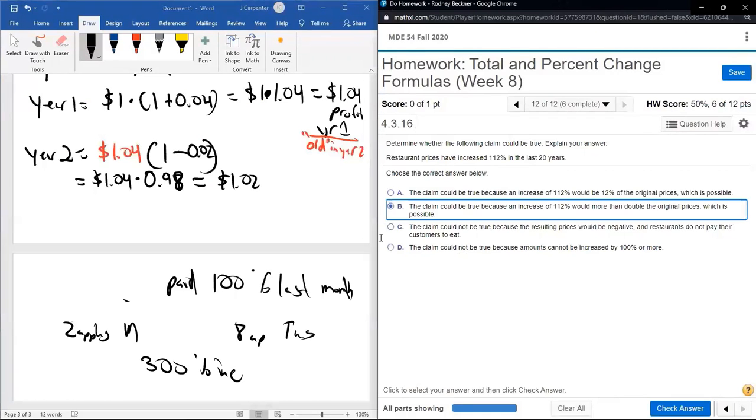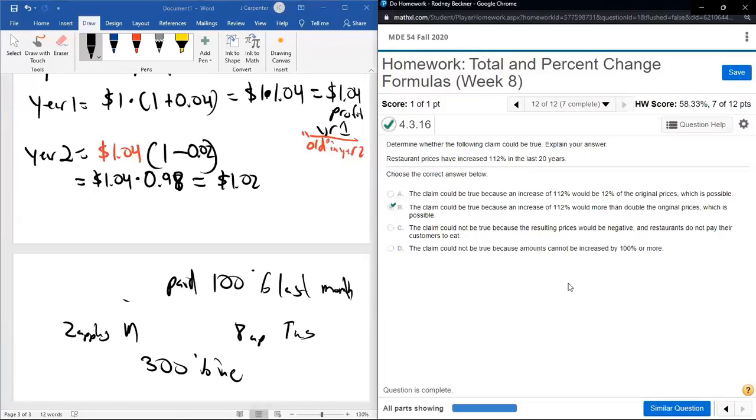And in the last 20 years, it is very easy for restaurant prices to double. Commodities like that tend to increase more than inflation, whereas other things like technology tend to not inflate at the same rate. In fact, often they deflate. And we got it. All right.